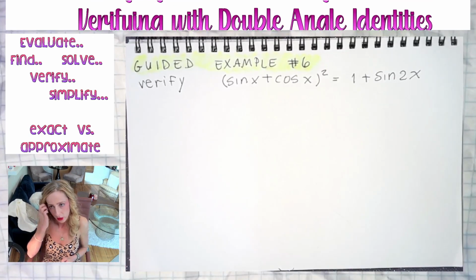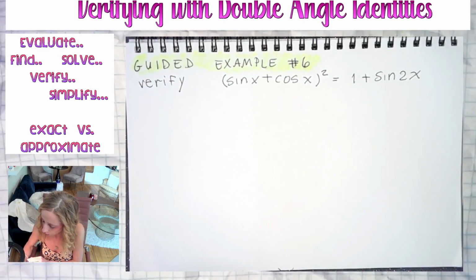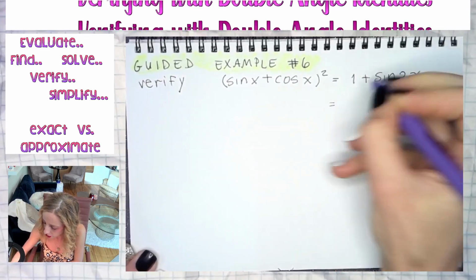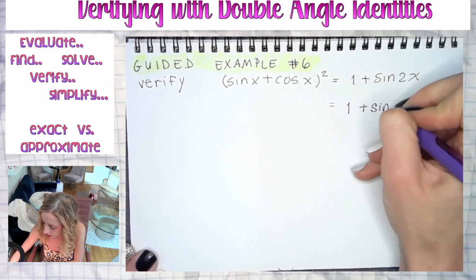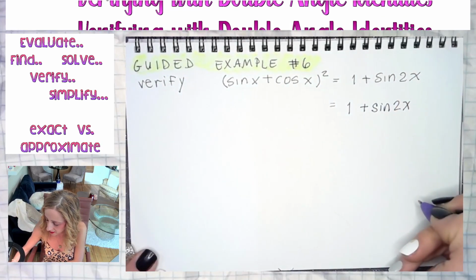So let's go. First thing I'm going to do is my right side is not going to change until I'm done. I'm just going to put a check mark and that'll be the end of it. So my right side will still say 1 plus sin 2x.